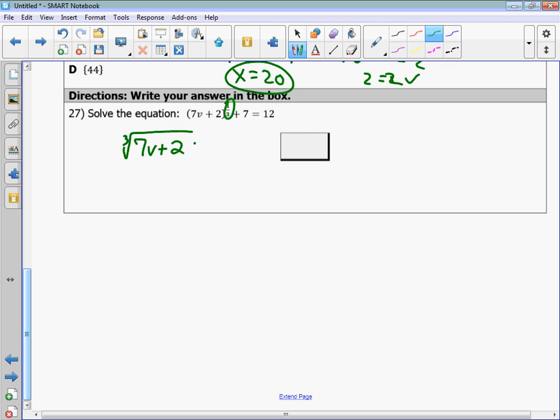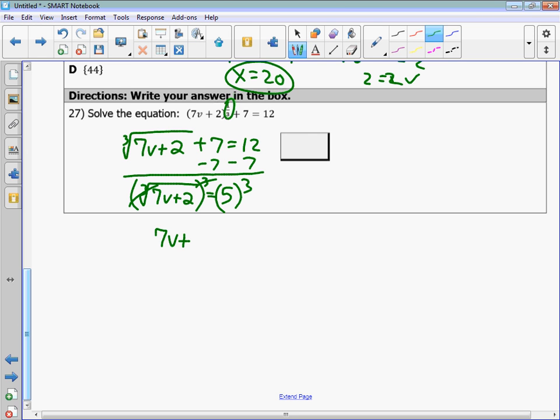And we know from the last problem, raising it to the 3rd power is the opposite of the cube root. So 7b plus 2 equals 125, because 5 to the 3rd is 125. Subtract 2. 7b equals 123, divided by 7. 123 divided by 7, just a quick check to see if it works. It's not a nice number, so we just leave it as 123 divided by 7. So b is going to equal 123 divided by 7.